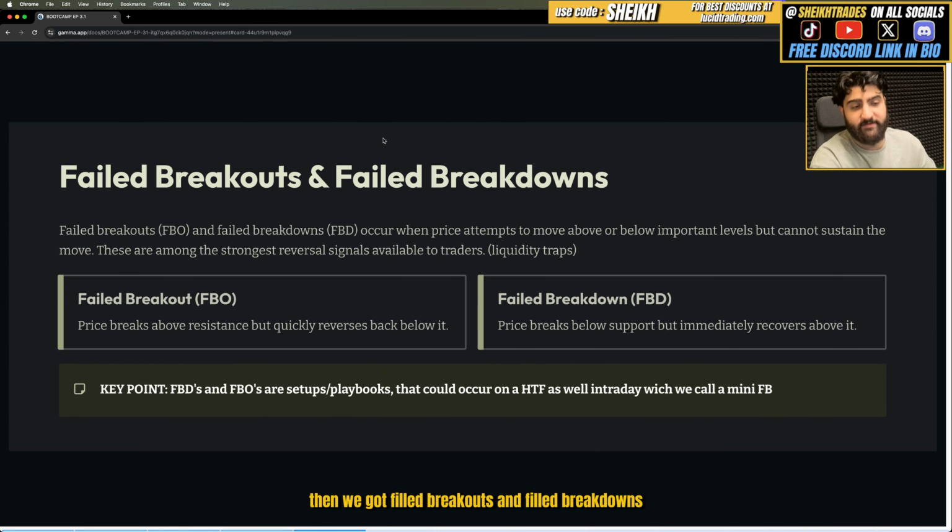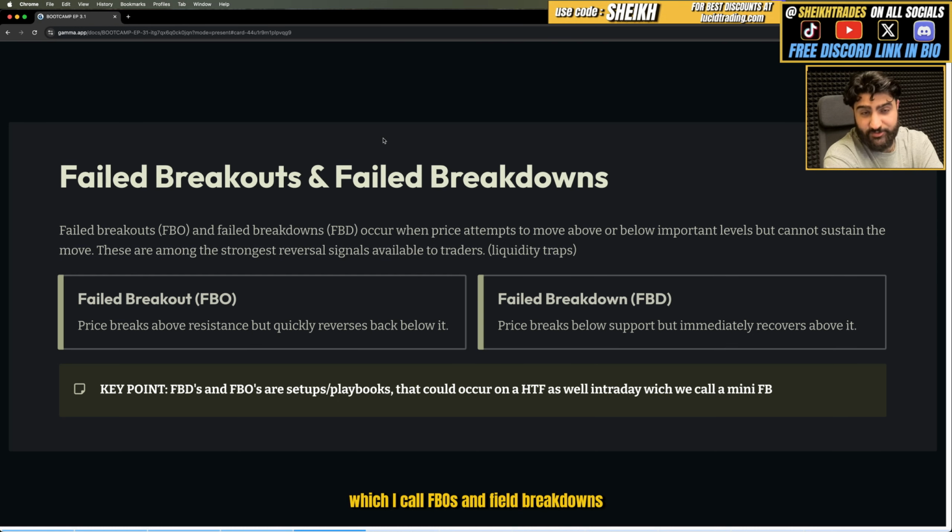Then we've got filled breakouts and filled breakdowns. Please, every slide, you could even pause them and read them, because I'll be using them a lot. They're the fundamentals of my playbooks. All my trades come from everything that I mentioned here. Filled breakouts and filled breakdowns.